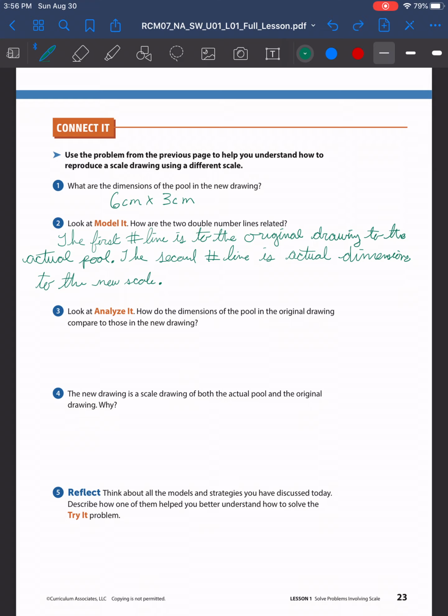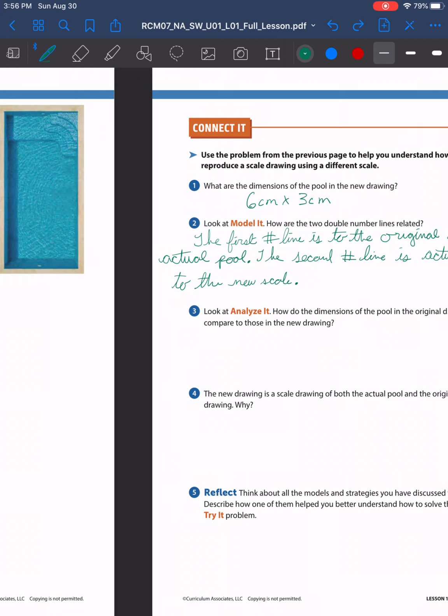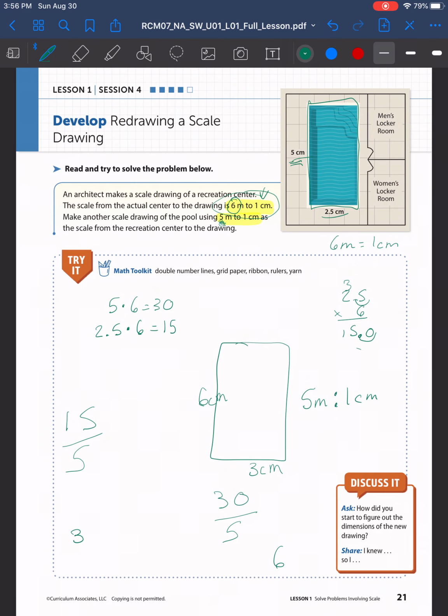Okay, number 3, analyze it. How do the dimensions of the pool in the original drawing compare to those in your new drawing? So how are these dimensions different than my dimensions? Okay, basically what they're asking is how are they related? Well, they're represented differently. In the original drawing, 1 centimeter is represented with 6 meters. And in the new drawing, 1 centimeter is represented by 5 meters. So for every 5 centimeters of length in the original one, there's actually 6 centimeters in the new one.